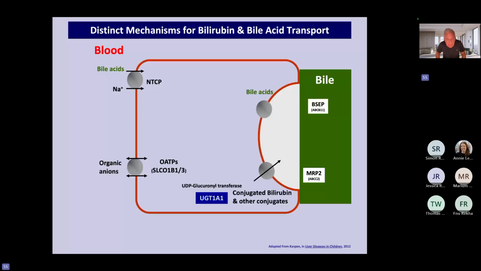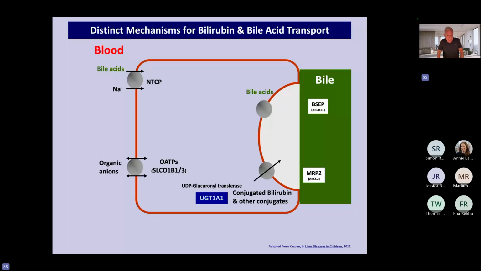There are distinct mechanisms for bilirubin and bile acid transport. So this is why we talk about bile acid dependent and bile acid independent flow. Bilirubin and bile acid transport are two unique processes. Bile acids enter the blood largely coupled to sodium via sodium taurocholate transport and enter the hepatocyte.